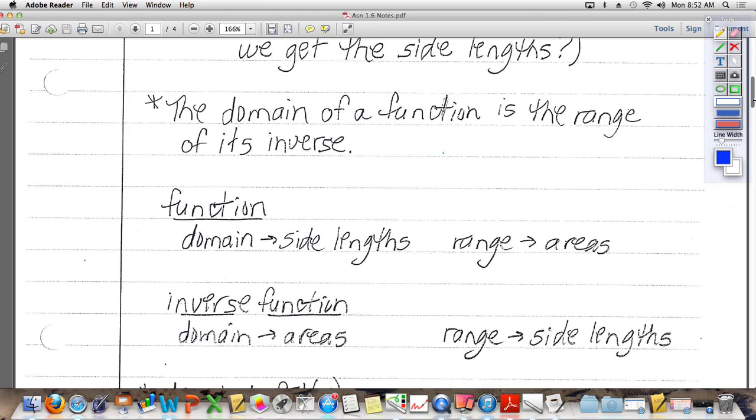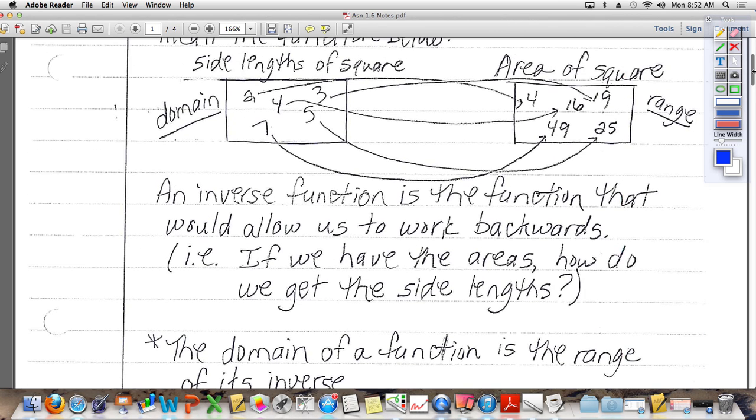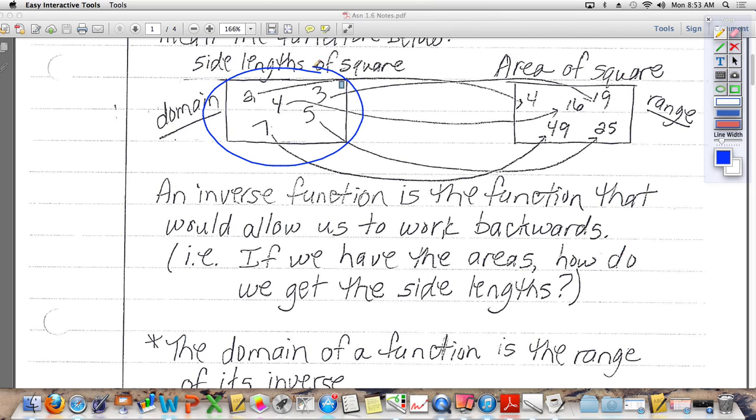All right, so the domain of a function, that means the x values of the function, is the range of its inverse. So let's go back up to this example. This right here is the domain. This right here is the range. So if we are working backwards, in other words, we are starting with the areas, this now becomes the domain, and this is our answer, so we would call this our range. Just working backwards, so everything becomes the opposite.